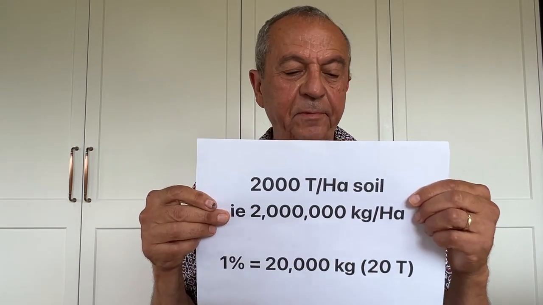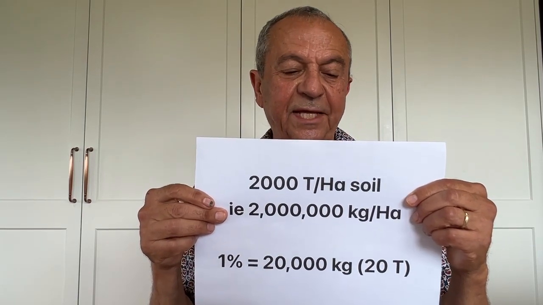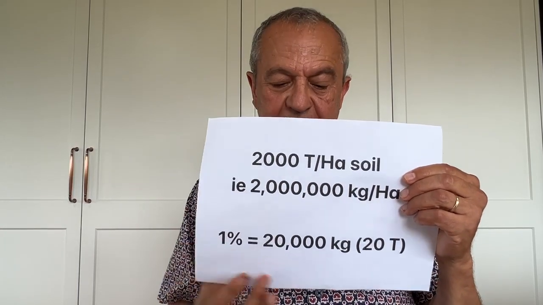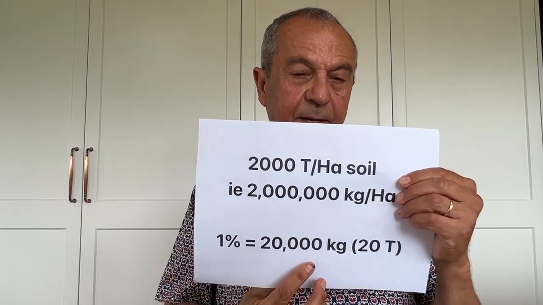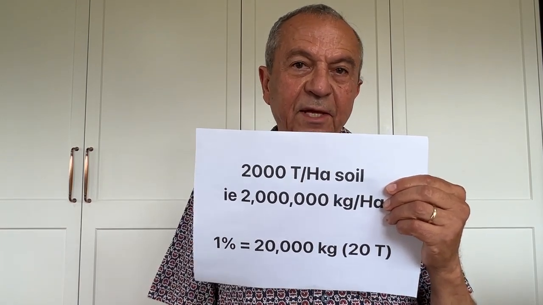Now, so let's keep that figure in mind. That's a hell of an amount, 2,000 tons. So 1% of this, only 1%, is 20,000 kilogram per hectare, 20 tons per hectare. So if you have 1% of something in your soil, you have 20 tons of it per hectare. Wait till you hear how much aluminium you can have in your soil.